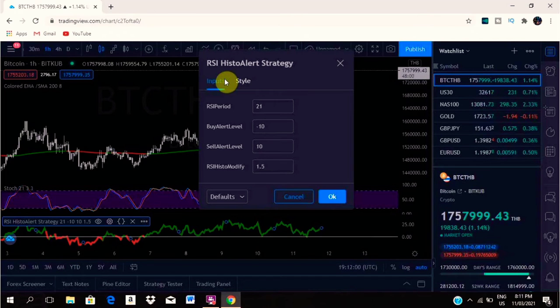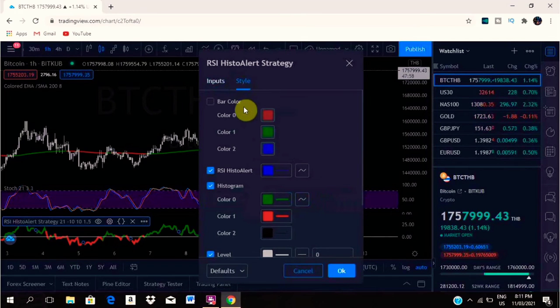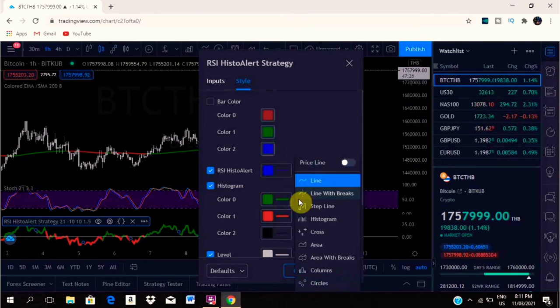When we get to the style, you will uncheck the bar color, and then the RSI Histoalert, you will check it. The histogram, you will check it. When you get to the histogram, because when you apply this indicator it won't look like this, you have to be very, very careful, watch the screen very well, and set it exactly like this one. You can see when you get to the histogram, you will change it to line.